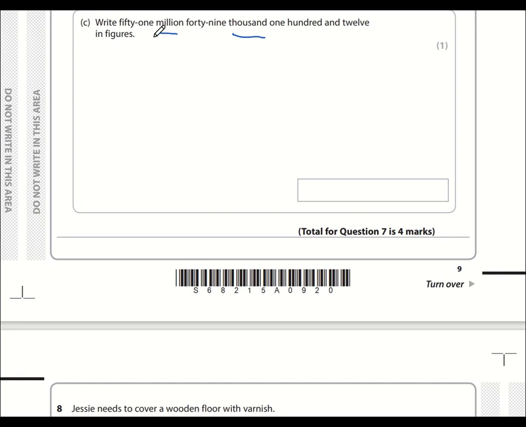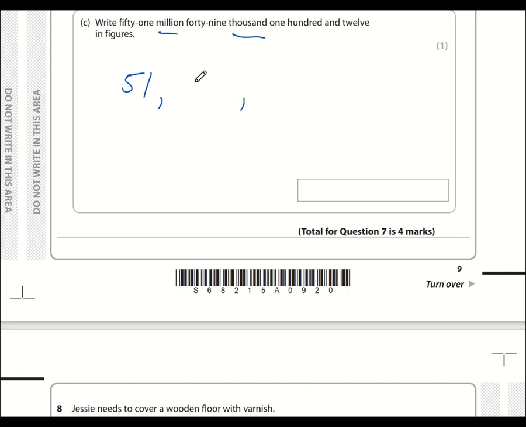So every 3 digits are separated by a comma. Let's have a look. We can write 51, easy. Million, I'm replacing with a comma. 49,000, well this bit's a little bit tricky. I did say that for 1,000 we're going to write another comma, but we have to write 3 digits between one comma and the next.